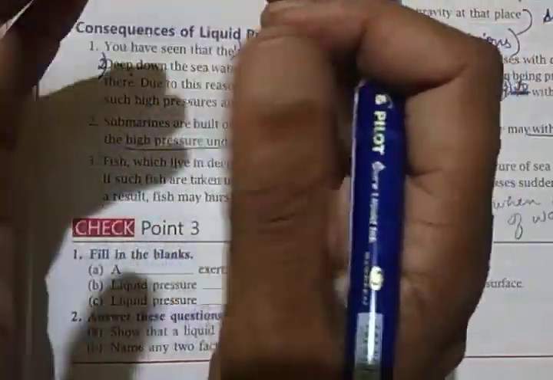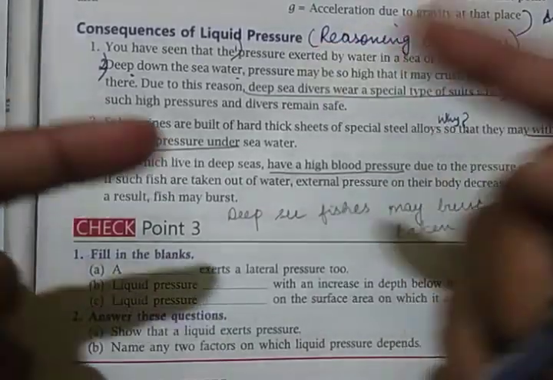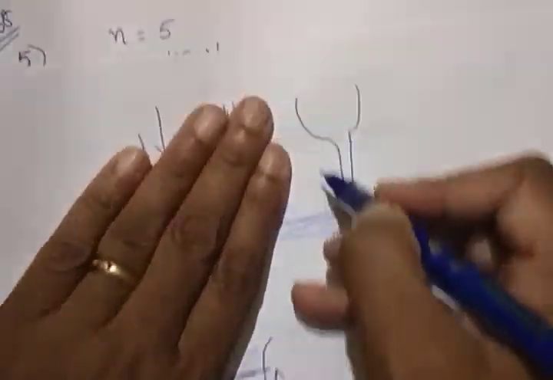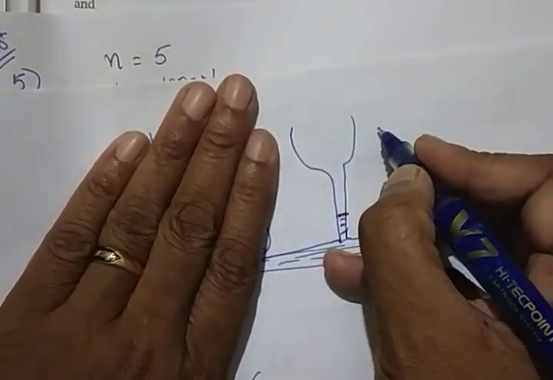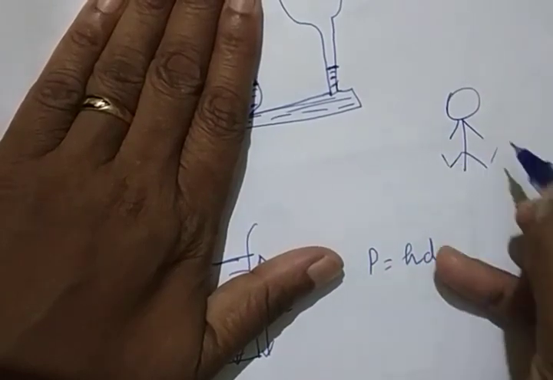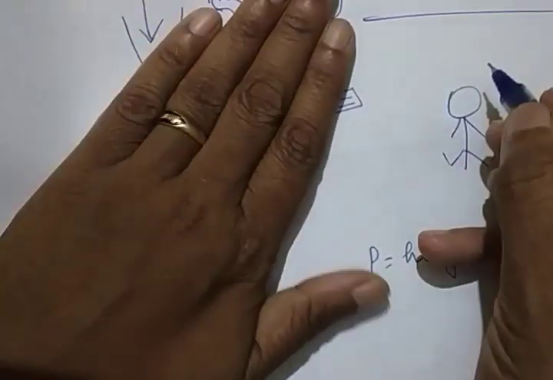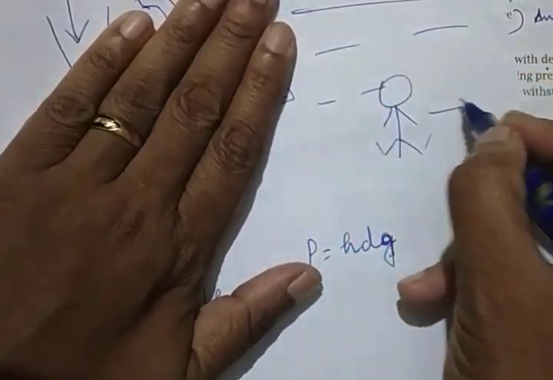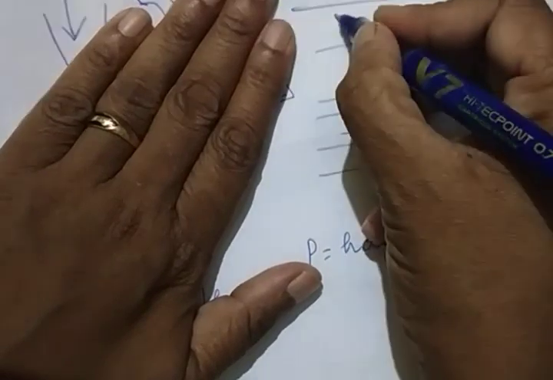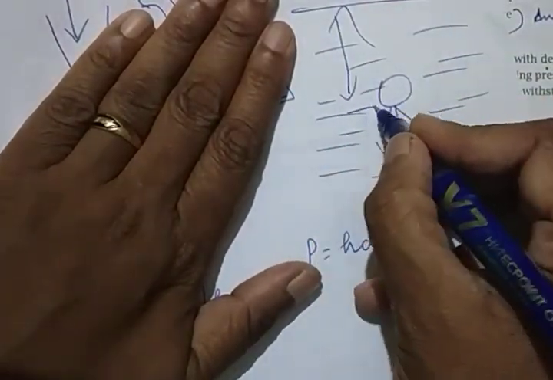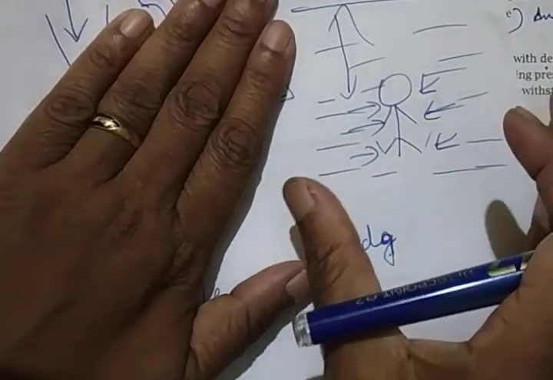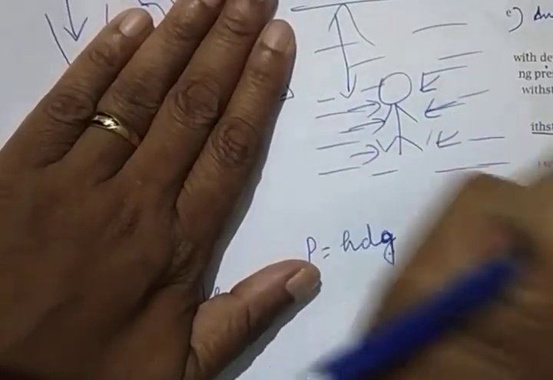So the man's body is here, but the outside pressure exerted by the liquid will be so high. Suppose you take this as the man's body, and he is deep inside the ocean. As he goes down, the depth increases, so the pressure exerted also increases. If the pressure becomes so high, it can crush his body.